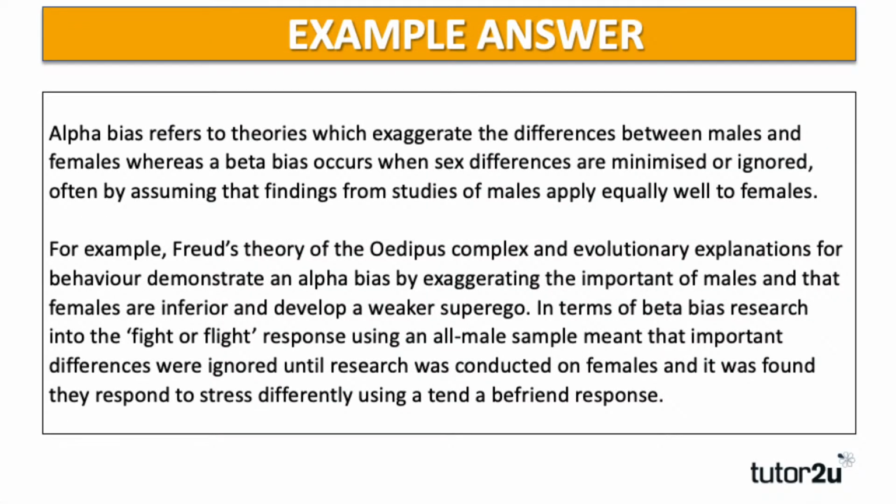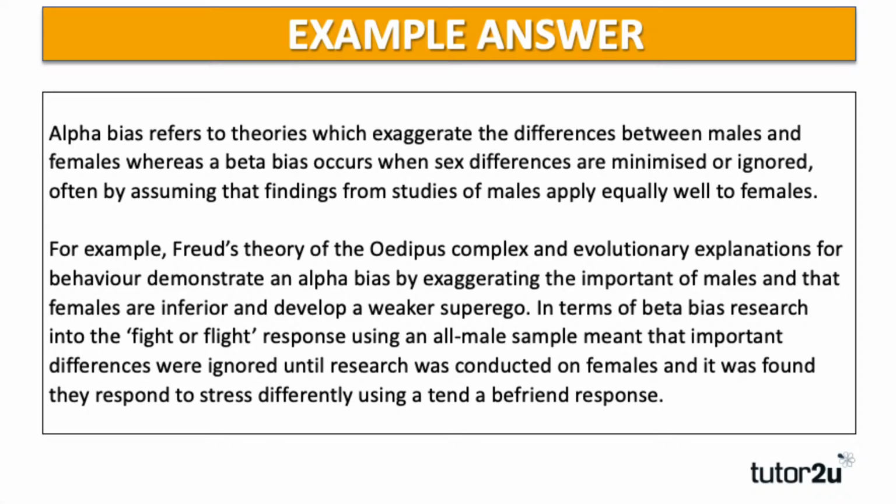Yep, so there we are. Alpha bias theories exaggerate the difference, whereas, remember that 'whereas' is really important in a difference. A beta bias occurs when differences are minimized or ignored, often by assuming that findings of studies of males apply equally to females. And then we've got our examples. Freud's theory of the Oedipus complex, and also evolutionary explanations for behaviour. They both tend to exaggerate the importance of males and that females are inferior, develop a weaker superego.